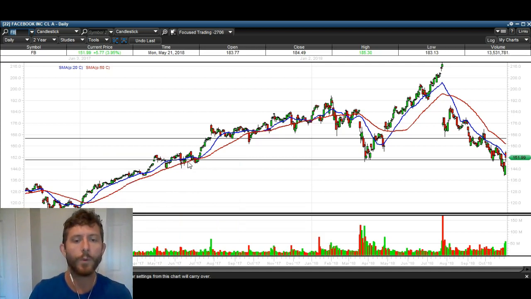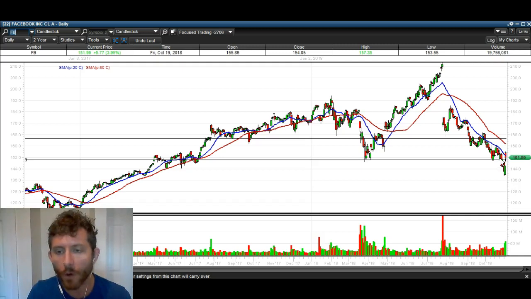Okay, so we had this clear level of support right here. A lot of sideways trading right here. Boom, bounced against it a couple of times, couple of hits. And then right here you can see we bounced off of it once more, and again before breaking below it. All right, broke below that support level.